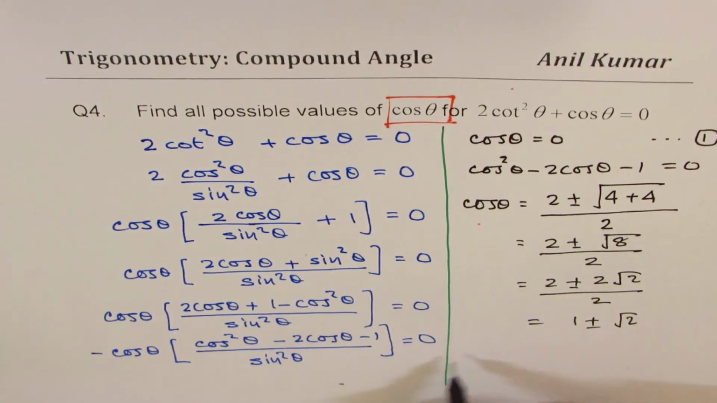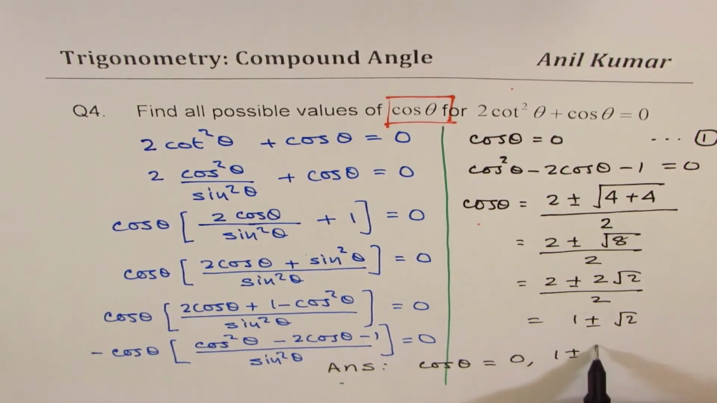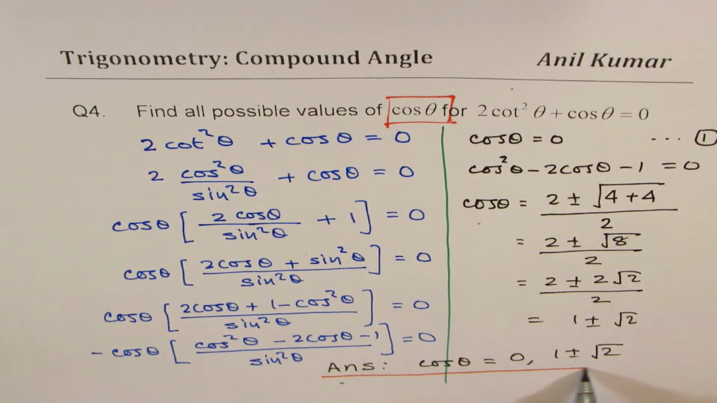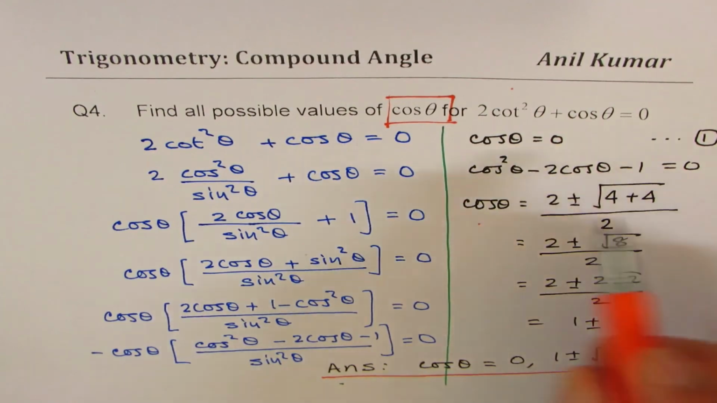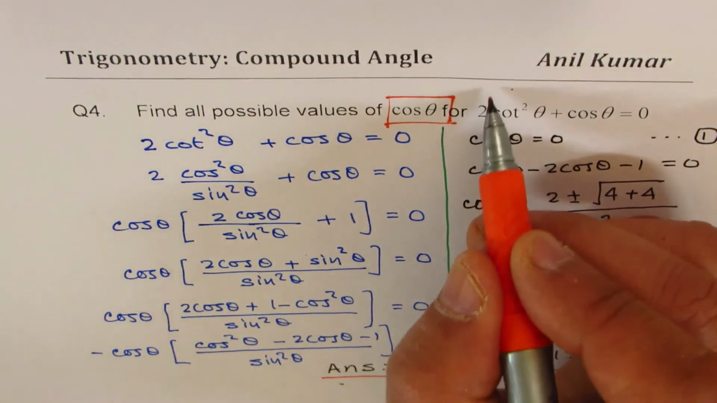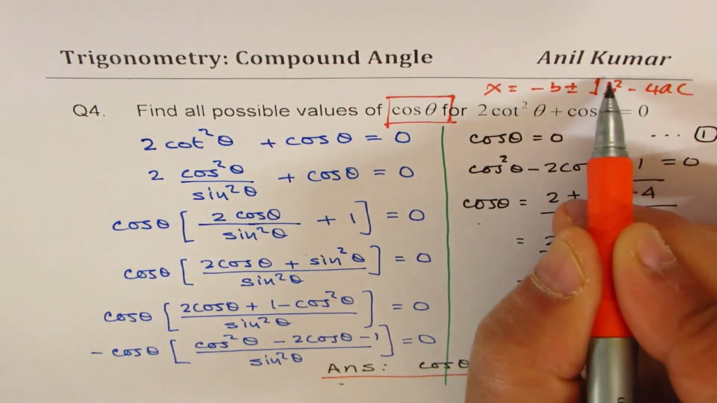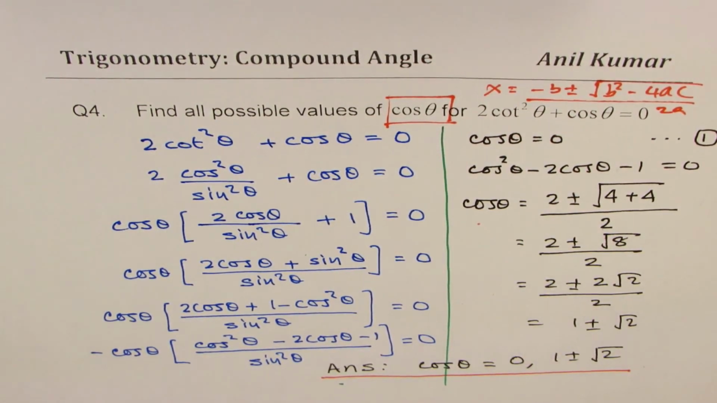So the possible solutions are, let me write down our answer now, that cos theta is equal to either 0 or 1 plus minus square root 2. So we get 3 solutions for the given question. Here we have applied the quadratic formula. I hope you remember, the quadratic formula is x equals to minus b plus minus square root b square minus 4ac divided by 2a. So that's the formula being applied here. So as you can see, we can actually solve cos theta by factoring. So that's kind of important.